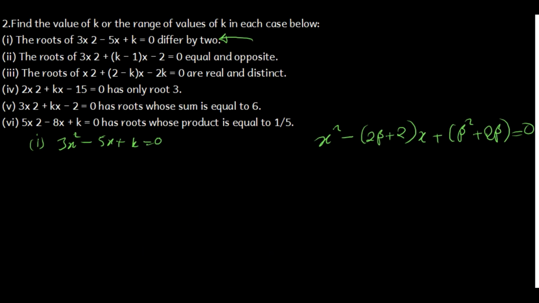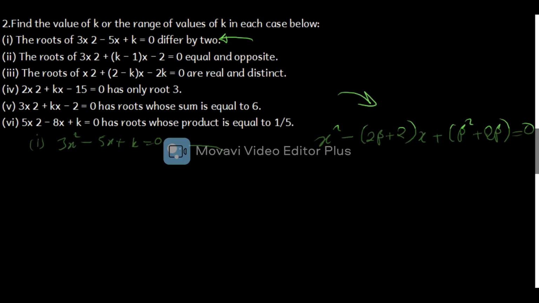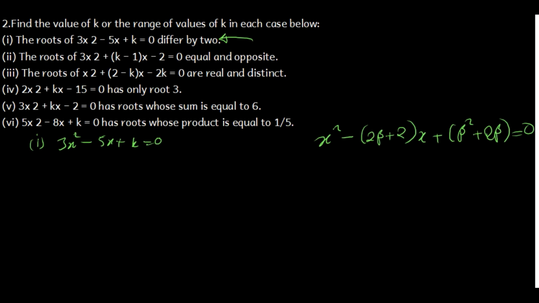Now these two roots came from this equation which is here. We've been told the roots of the equation differ by 2. So what we are going to do is this real part. I need to make sure that the x squared has got a coefficient of 1. So I'm going to divide everything by 3.